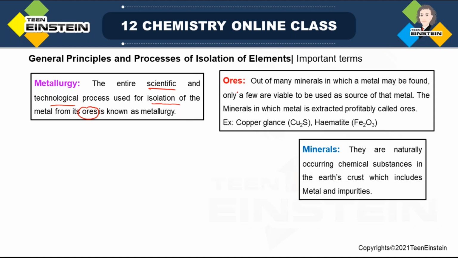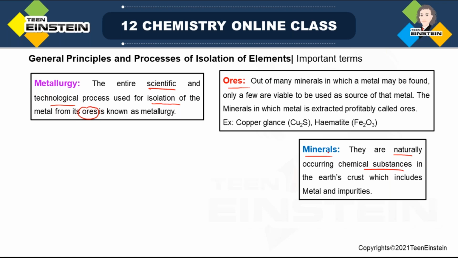So there are two terms, one is ores, another one is minerals. These two, their meaning is very close to each other, but there is a difference. Okay, these two are not same. So what is the difference that we have to see? But among these two, first we have to know what is minerals, because this is a broader version. They are naturally occurring chemical substances in the earth crust. They contain metal, but it is not pure metal. They also contain some impurities. So metal associated with impurities naturally present in the earth crust, that will be called as minerals.